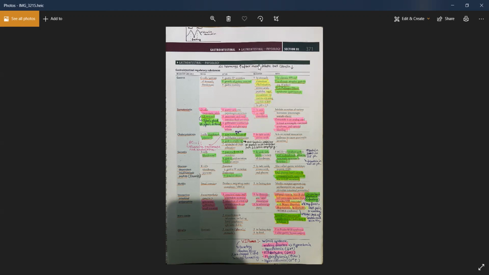Okay. Any more doubt regarding previous pages or this page? No, thank you. No, thank you.